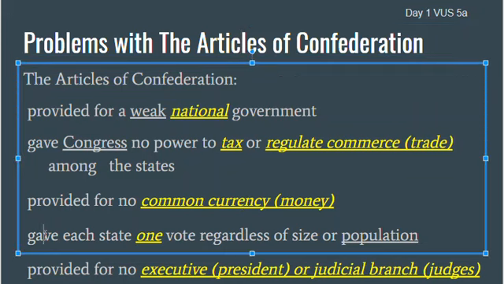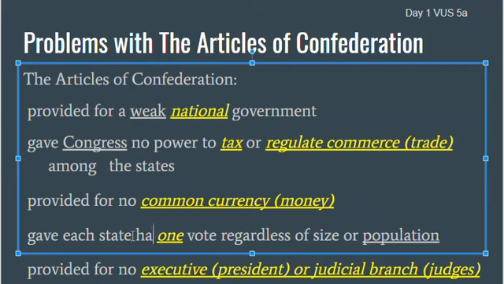And here's another problem. Each state had one vote regardless of size or population. So if Rhode Island had 1 million people and New York had 30 million people, it doesn't matter. They each got one vote in regards to government. Some of the big states didn't like this. We're going to talk more about that later.